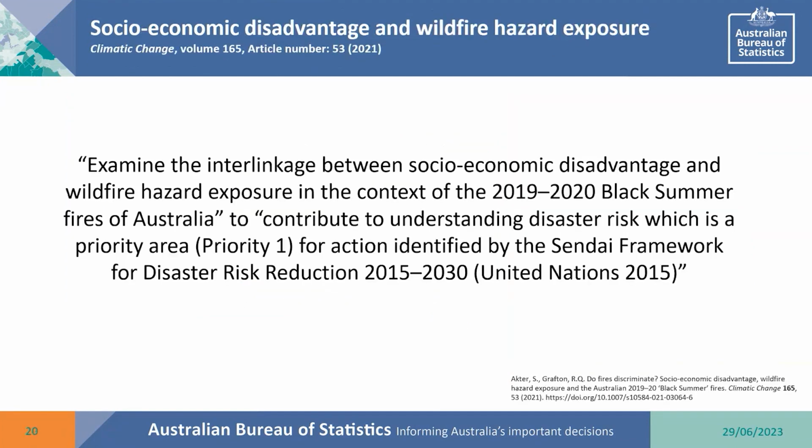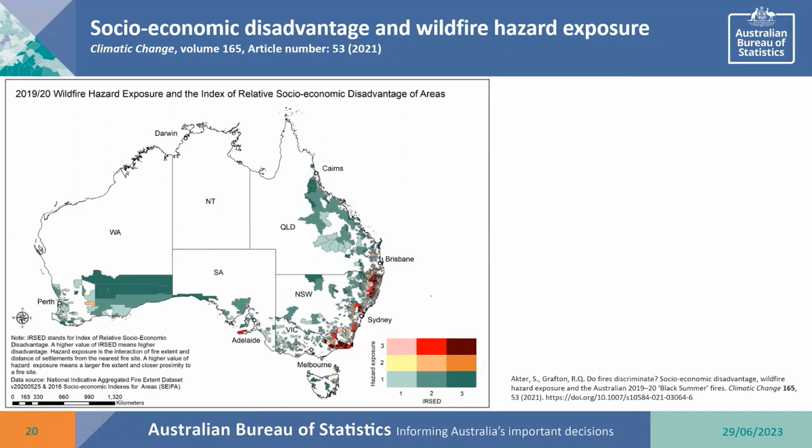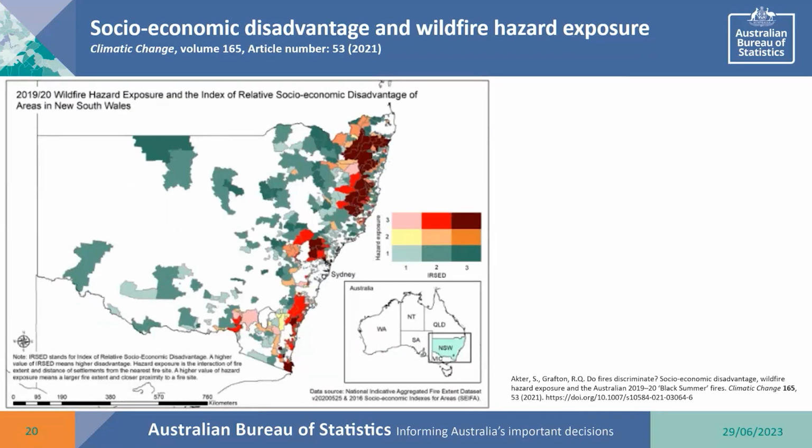In this last example, the aim was to look at the link between advantage and disadvantage and wildfire exposure to understand disaster risk. The results were presented as maps for Australia and also for Victoria, and this one for New South Wales, as they were the most affected. We can see that the map shows areas that have both high disadvantage and high hazard exposure, and areas that have both low disadvantage and low hazard exposure, and then all the areas in between.